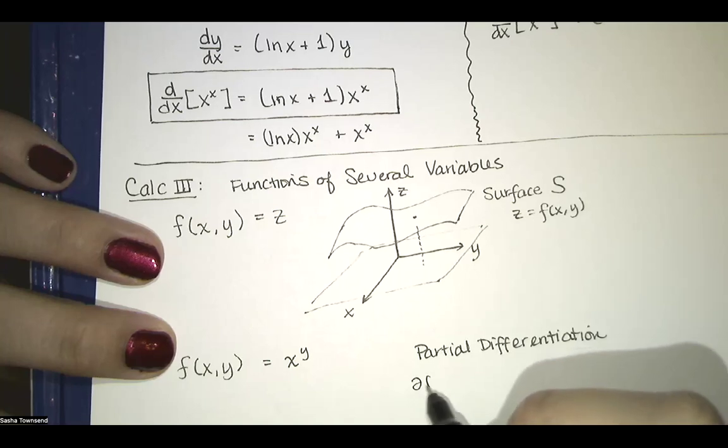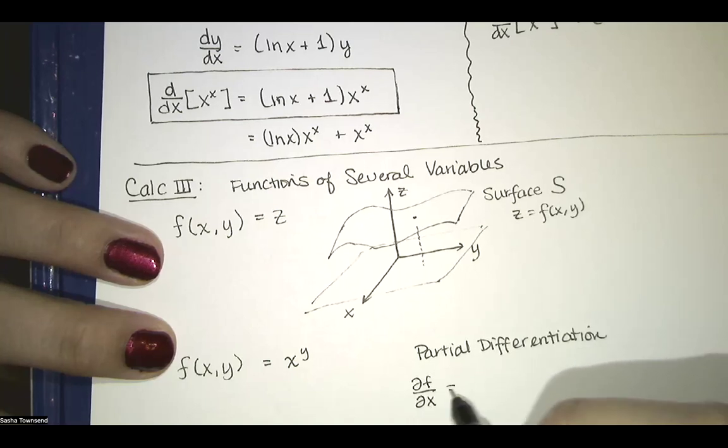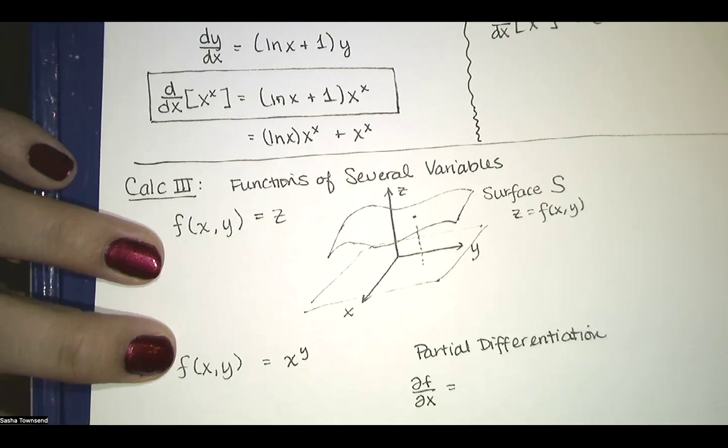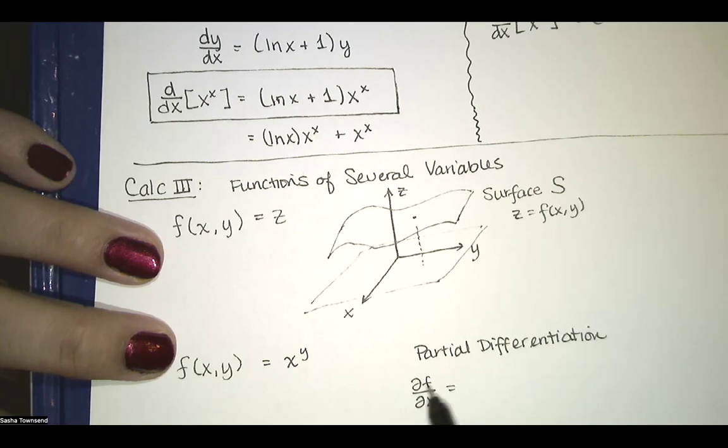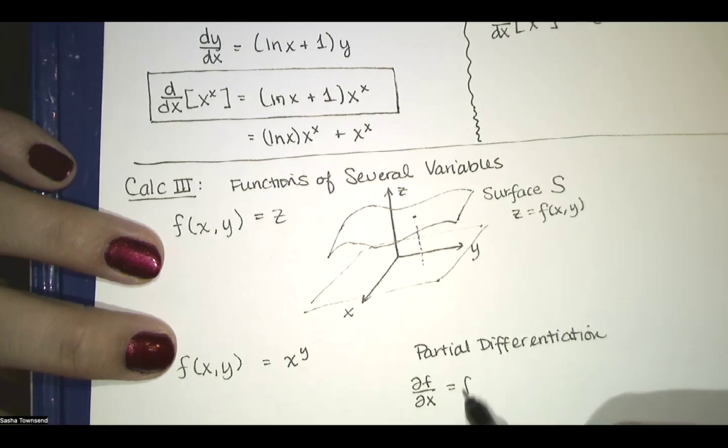So the partial derivative of f with respect to x is sometimes denoted that way. It's not a d, it's sort of a partial sign. It looks a little bit like a delta, but it's not a delta, it's a partial sign. Partial of f with respect to x can be represented with subscript notation as well.